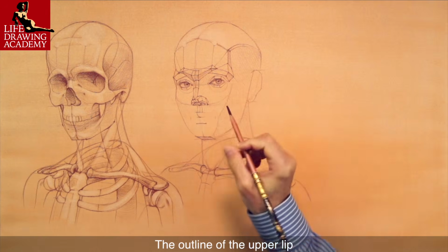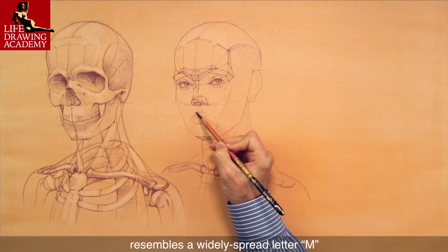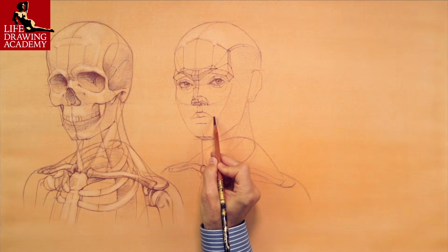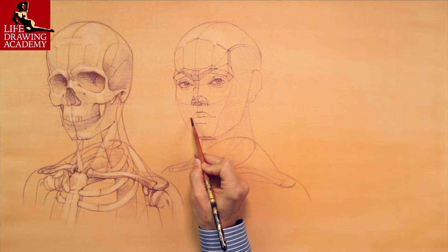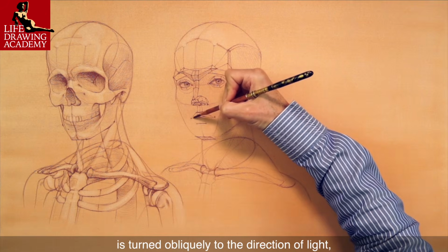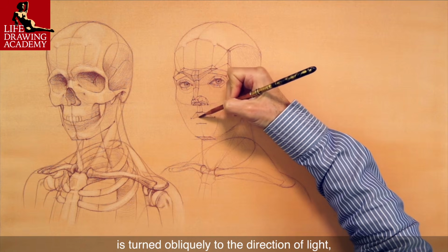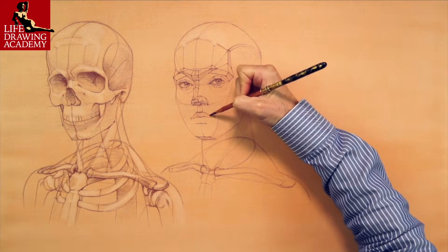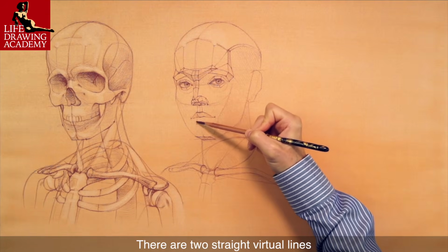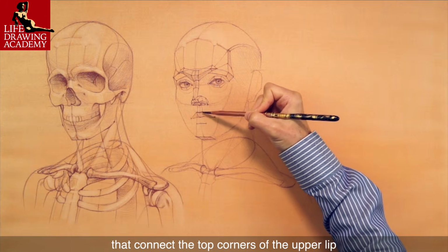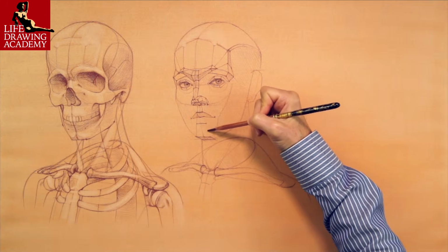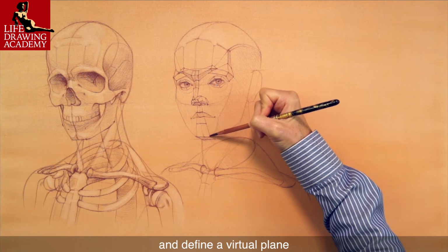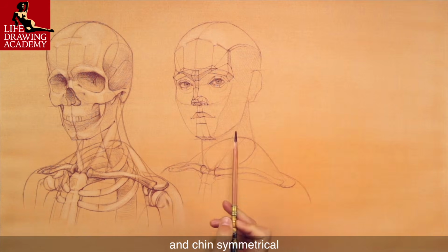The outline of the upper lip resembles a widely spread letter M, or a Cupid's bow. The surface of the upper lip is turned obliquely to the direction of light, and we can shade its whole surface with light pencil strokes. There are 2 straight virtual lines that connect the top corners of the upper lip with the chin. These lines also go through the 2 corners of the lower lip and define a virtual plane that helps to make the lips and chin symmetrical.